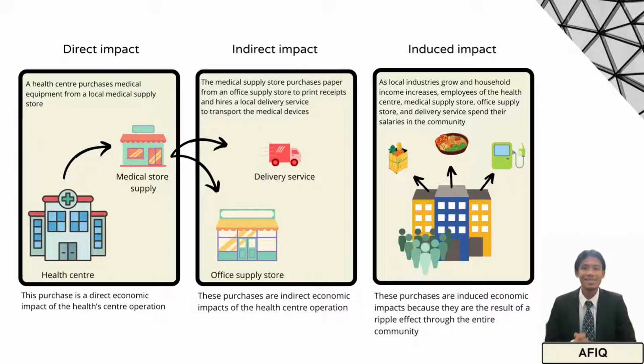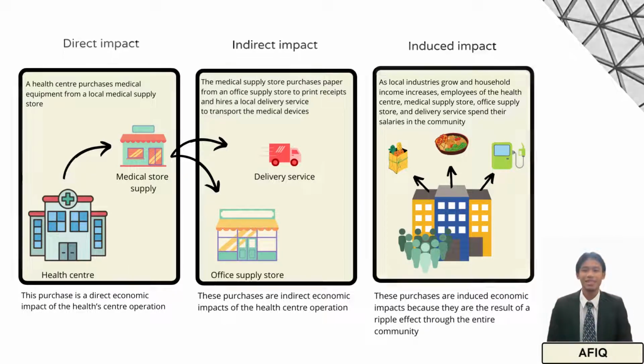And last one is induced impact, which is the spending that is a result of income generated from direct and indirect economic impacts. As local industry grows and household income increases, the employees of the healthcare, the employees from the medical supply store, office supply store, and delivery service, they spend their salaries in the community. So these purchases are induced economic impacts because they are the result of a ripple effect through the entire community.